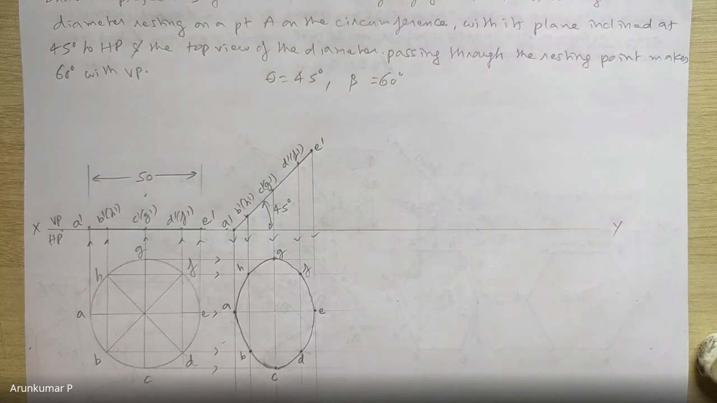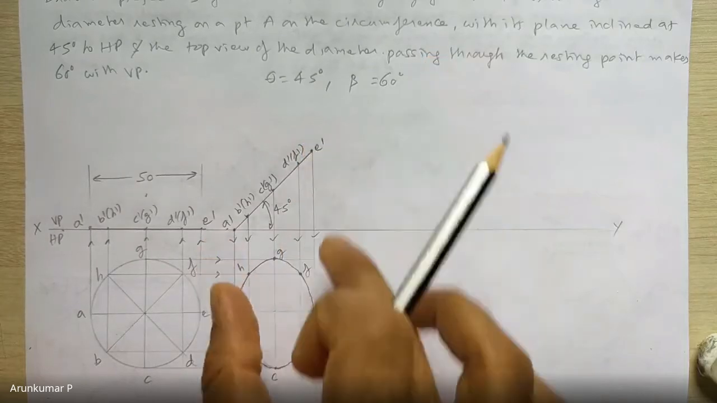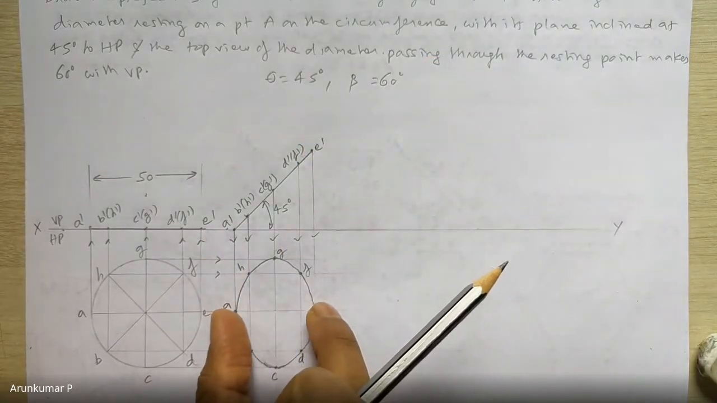So this is what I said. In the second step top view, you will get an apparent shape. It will no longer be a circle. It will be an ellipse. So now you tell me which diameter has reduced in length, AE or GC? Obviously it is AE because AE was 50 mm. Now you can say AE is less than 50 mm.